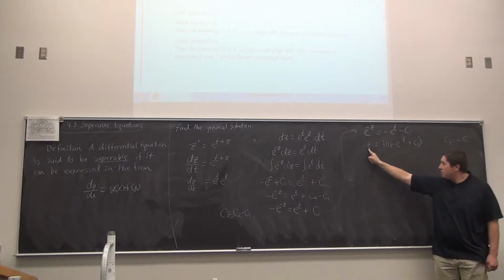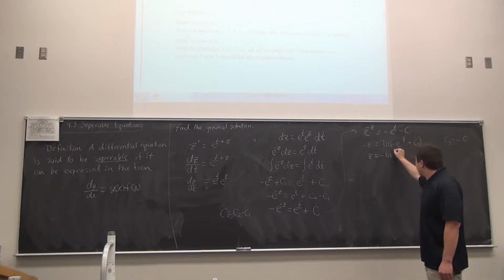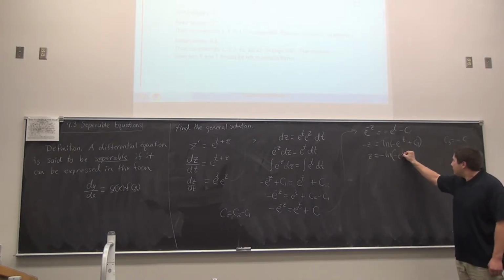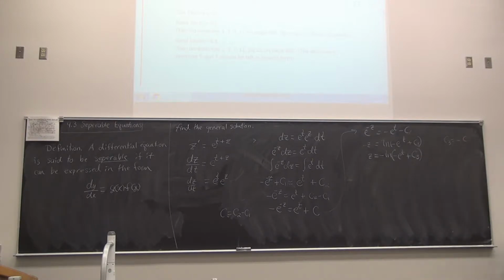But finally, as soon as we multiply both sides by negative 1, z would be negative of the natural log of negative e to the t plus the arbitrary constant C sub 3. And that would be the general solution to that problem. Any questions with that method so far?